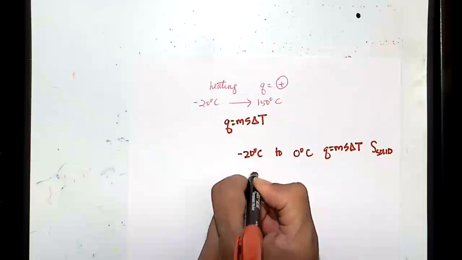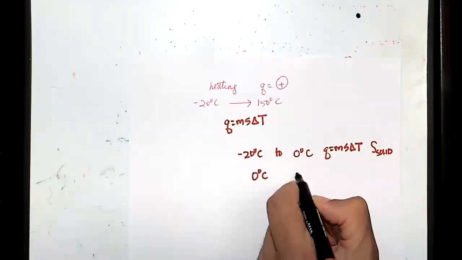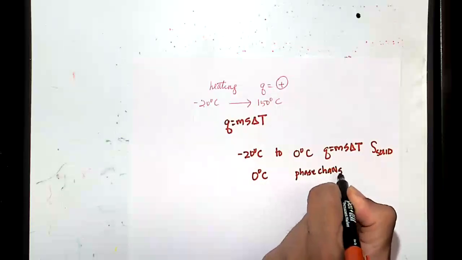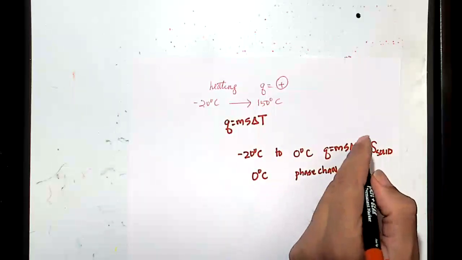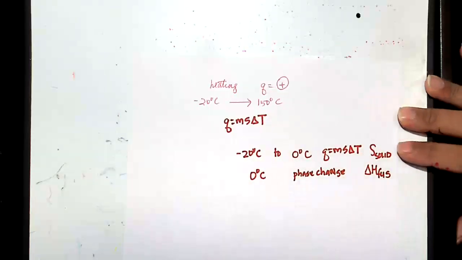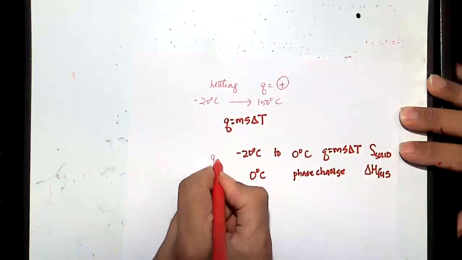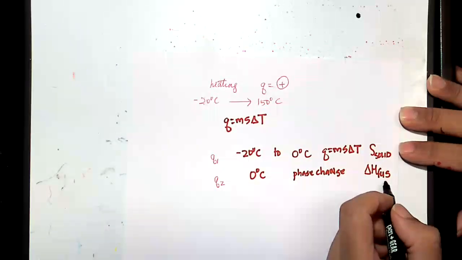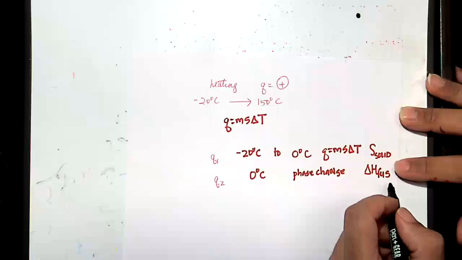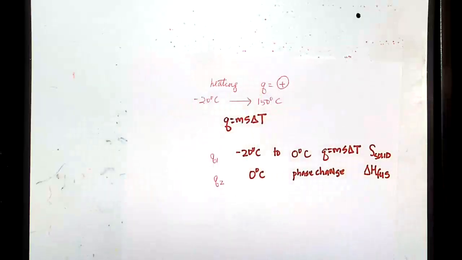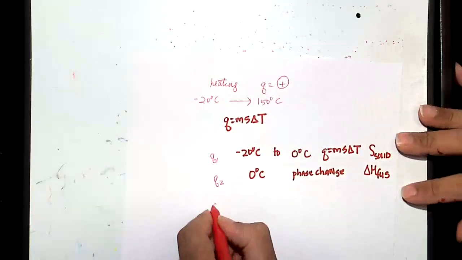Okay, what happens at 0 degrees? Okay, so for the phase change of water, this is going to be delta H fusion. All right, so this will be Q1. This is Q2 heat. Okay, so delta H fusion. Okay, and this is for 1 mole. So make sure you convert your grams to moles. What will Q3 be?